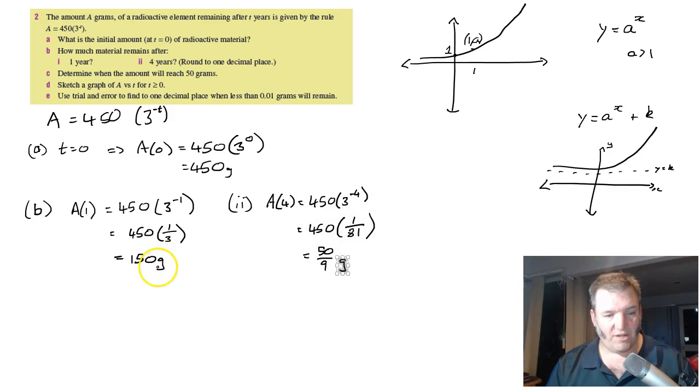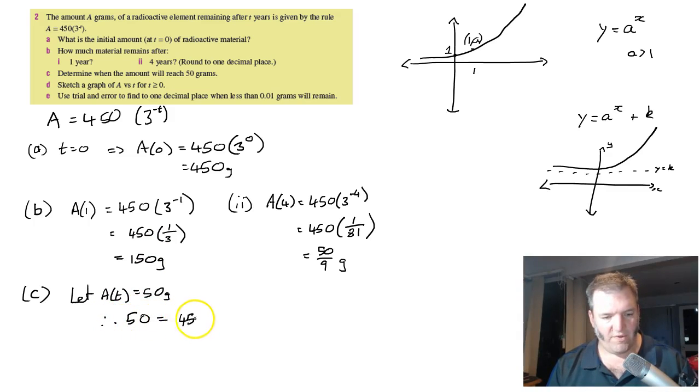Because after 3, we're going to go 150 divided by 3 again. It's going to be, oh no, there you go. It's going to be even easier. It's going to be 50. Let's see how I got that. I'm going to let A of t equal 50. That's what it's asked me to do. Let it equal 50 grams. So therefore, I've got 50 equals 450 multiplied by 3 to the negative t.